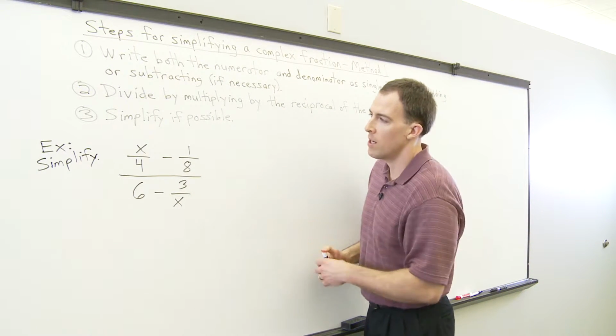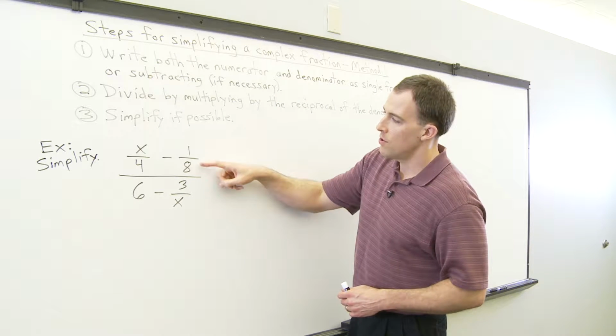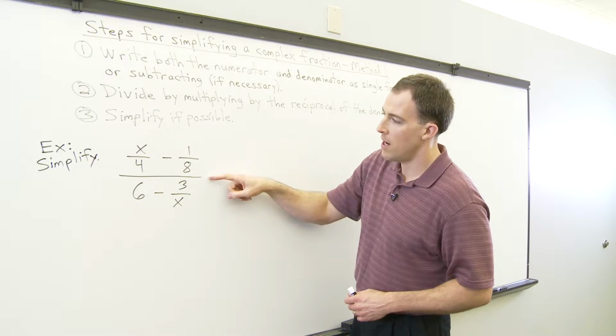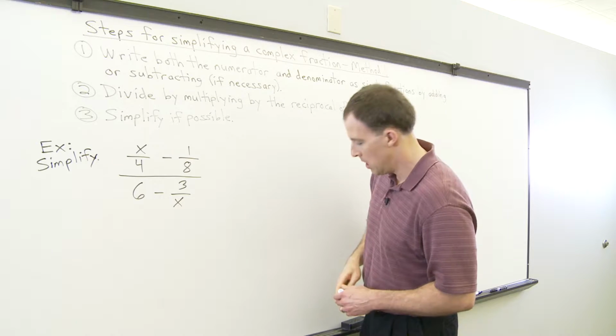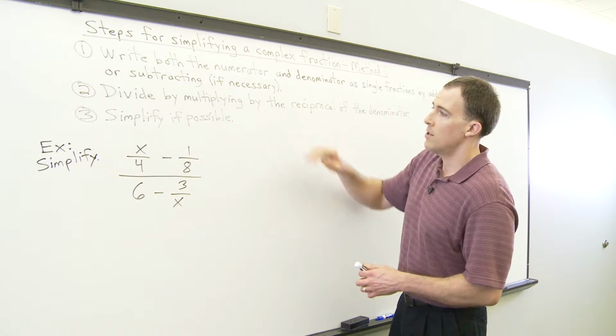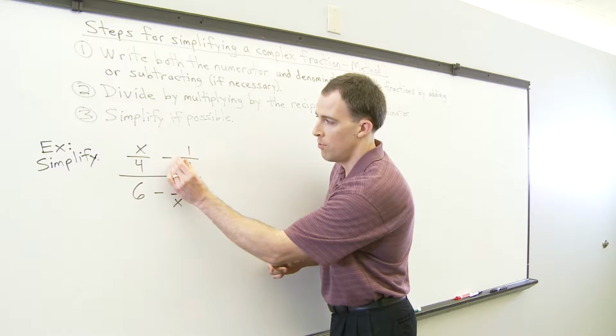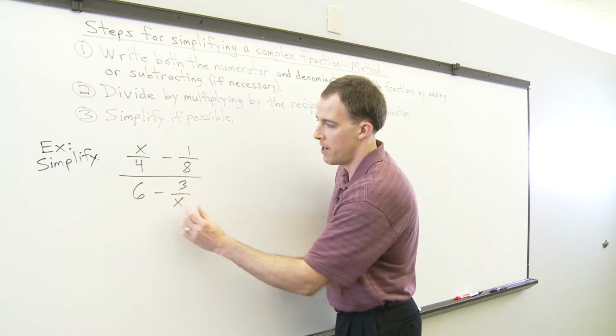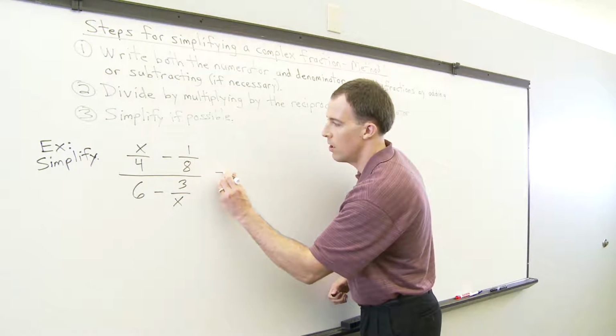So I've got an example written here, x over 4 minus 1/8, and that's all being divided by 6 minus 3 over x. So as the first step says, we need to create a single fraction in the numerator and a single fraction in the denominator in order to begin the process.